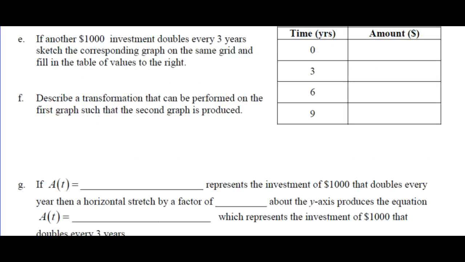If another investment doubles every 3 years, sketch the corresponding graph on the same grid and fill in the value to the right. Okay, so then we're still going to start with 1,000. If it takes 3 years to double, then that'll be 2,000. And then double again in another 3 years. And then I want that first investment. I want the one that doubles every year.